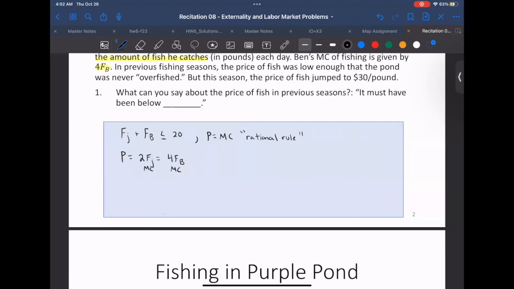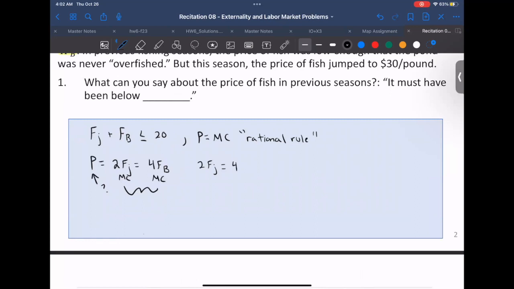So we don't have a price yet. That's what we're trying to solve. But we can solve this side of the equation. Let's try to solve for one variable. If 2FJ is equal to 4FB, if we divide both sides by 2, FJ is going to be equal to 2 times FB. Or in other words, Jerry catches twice as many fish as Ben.